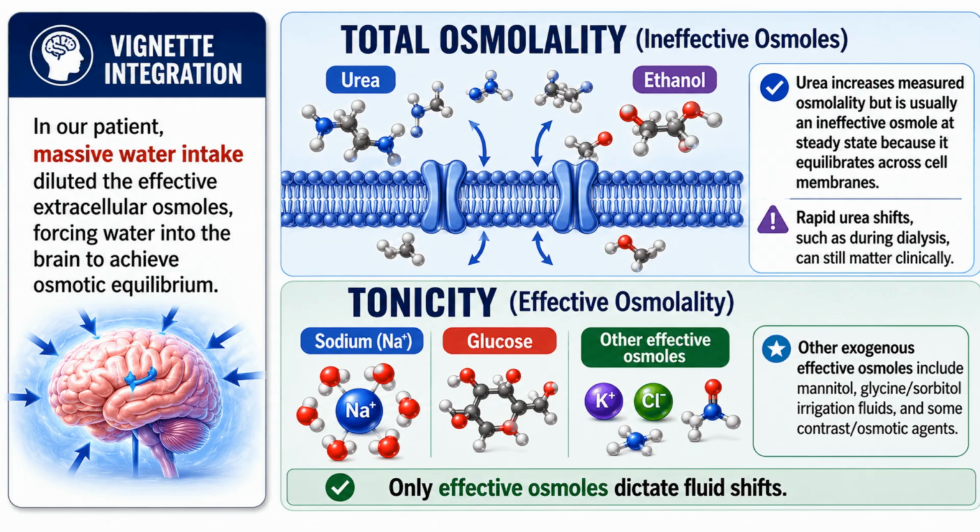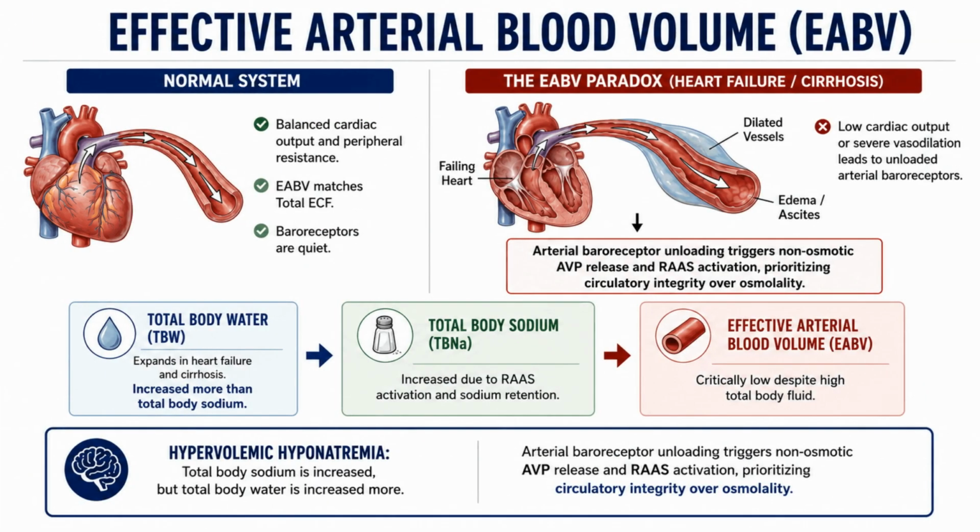Once we know tonicity is real, the next bedside concept is effective arterial blood volume. Effective arterial blood volume is not the same thing as total body fluid. It is the arterial circulation as perceived by the baroreceptors. In a normal system, cardiac output, vascular tone, and extracellular volume match the needs of the arterial tree. Baroreceptors stay quiet. In heart failure or cirrhosis, the body may be overloaded, but the arterial circulation is underfilled. The baroreceptors interpret that as low effective arterial blood volume. The response is non-osmotic AVP release plus RAS activation. The body retains water and sodium, but water retention predominates, so serum sodium falls.